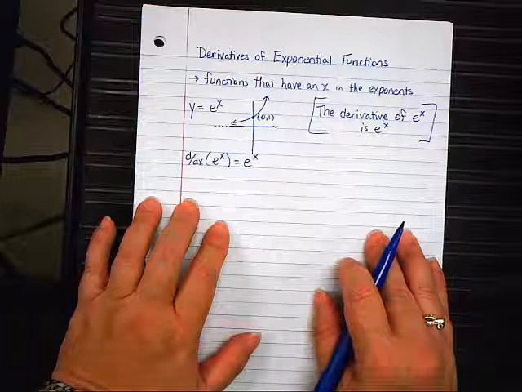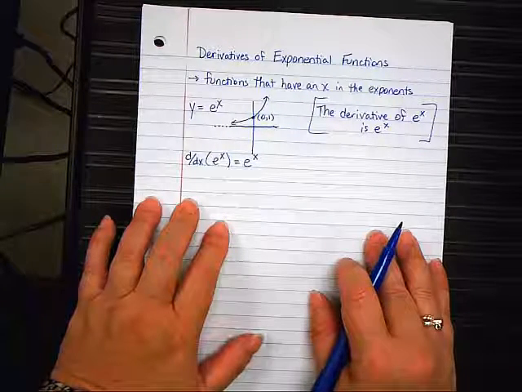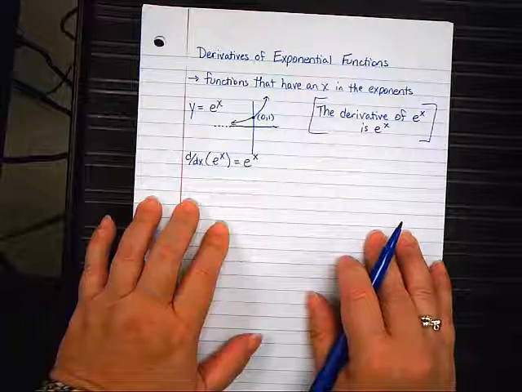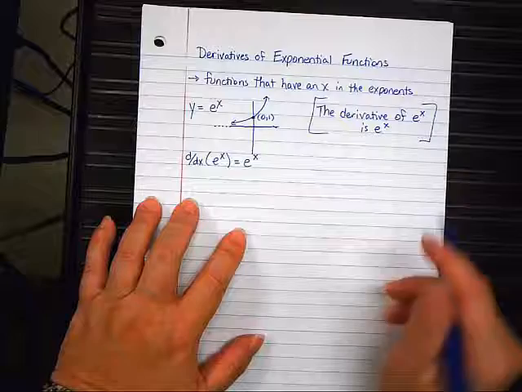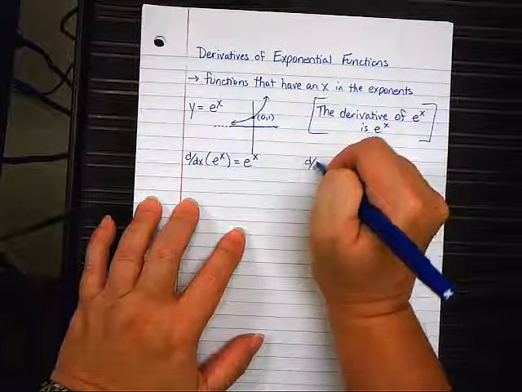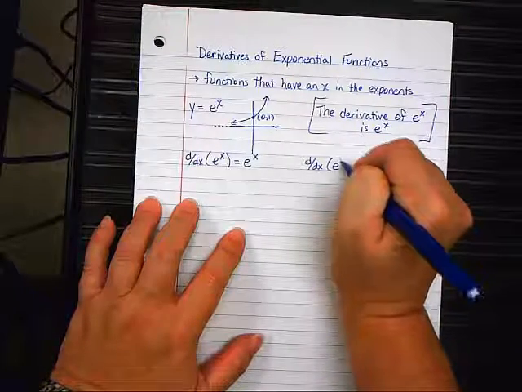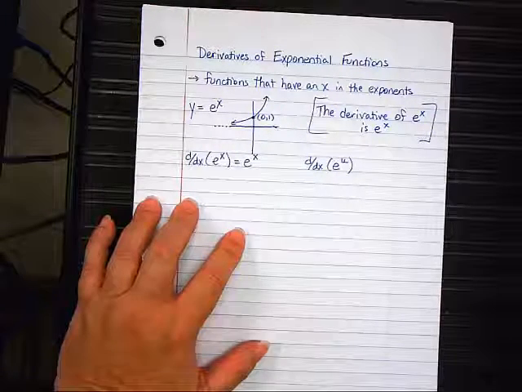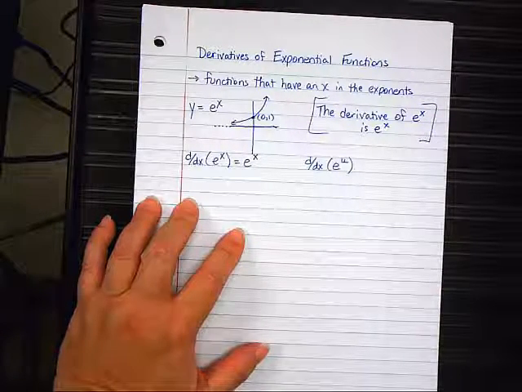But it can't always be that easy. You're going to have e to the 2x, or e to the x squared plus 3, or e to the cosine of x. What do you do if it's something different up there? That would be a situation of e to the u, when the power is something other than an x. Well, what you do is chain rule again.